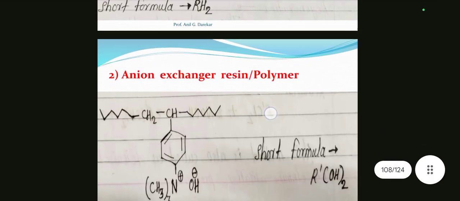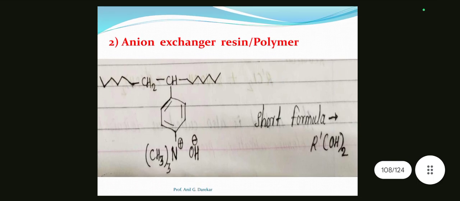Now we will proceed towards the second resin, and that is the anion exchanger resin. Again here one polymer is there with side group benzene, and benzene carries a tetraammonium group, and that tetraammonium group carries a loosely attached OH minus ion. Loosely attached, so it can exchange very easily with incoming anions. For writing a reaction, shortly you are going to write R-OH2.